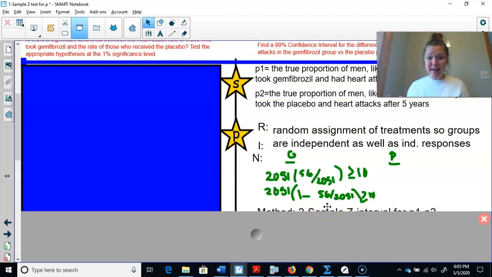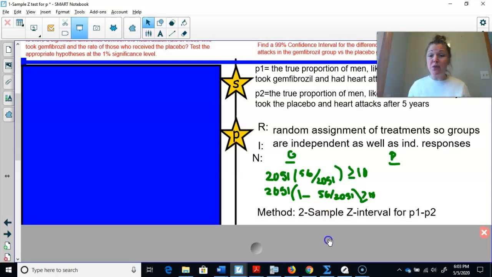Okay. Next, we have the state, we have the plan. In the plan, we need a method, okay? So we've checked our conditions. Now we can use a method, and that is going to be the 2-sample Z interval for P1 minus P2.